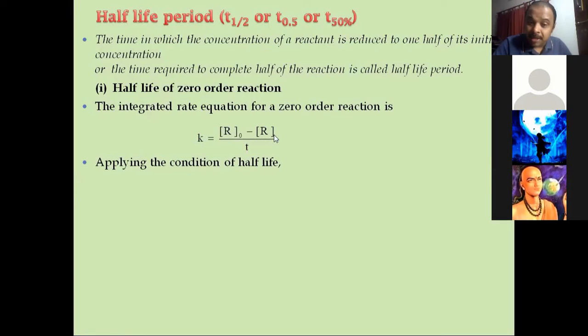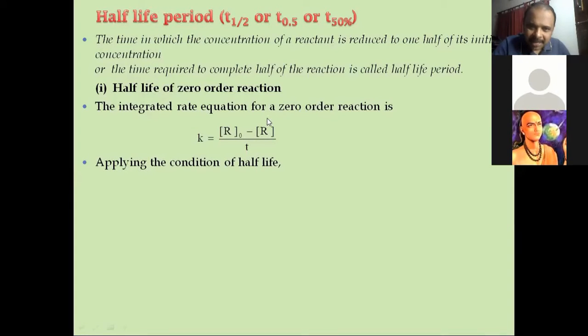Now, numerator, which term changes and why? R changes. R becomes R0 by 2. Yes, sir, R becomes R0 by 2. Exactly. So at half-life, R is R0 by 2.